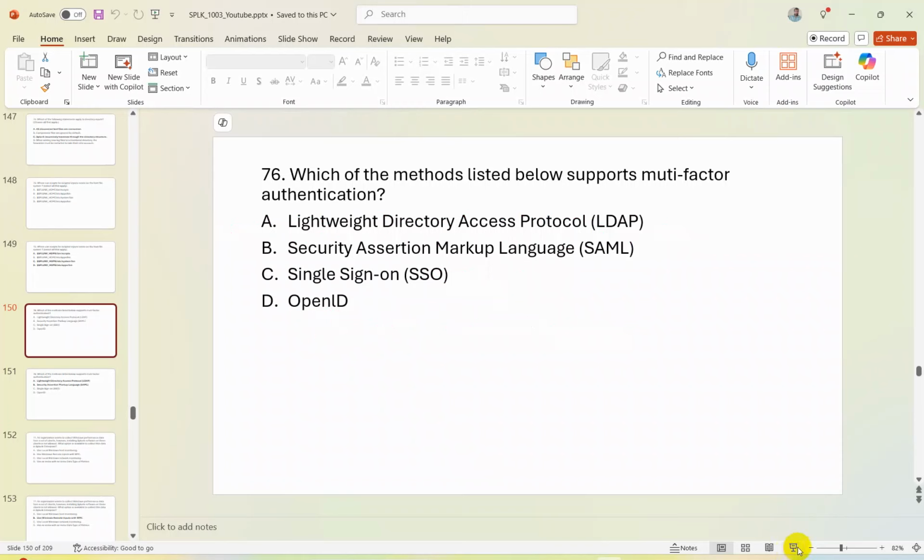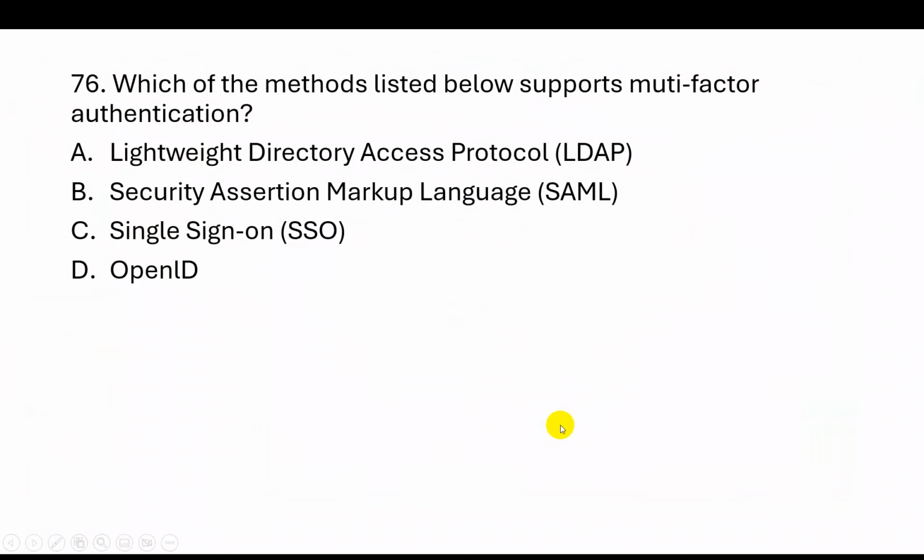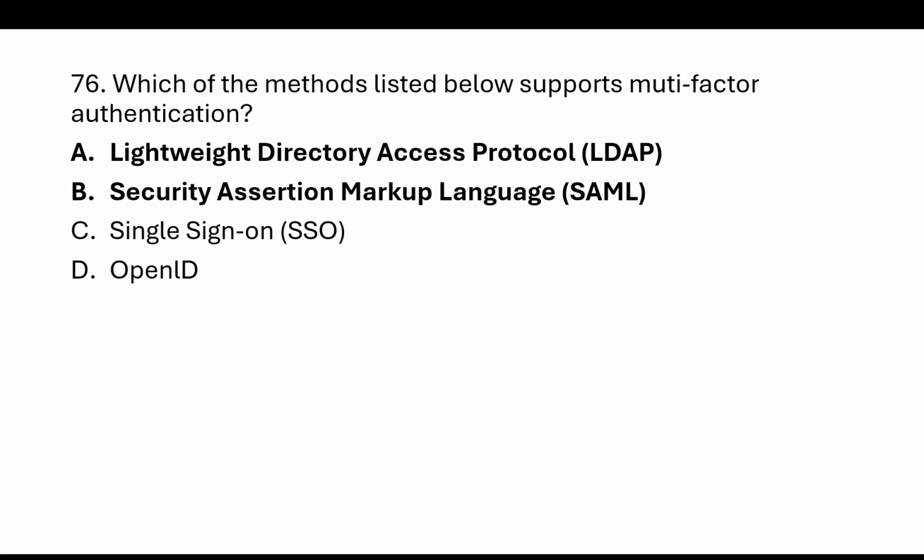Question number 76. Which of the methods listed below supports multi-factor authentication? Option A, LDAP. Option B, SAML. Option C, SSO. Option D, OpenID. And the answer is option A, LDAP, and option B, SAML.